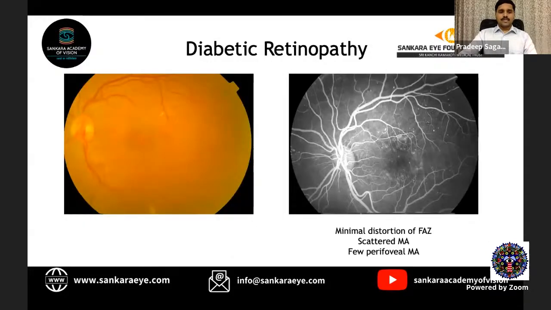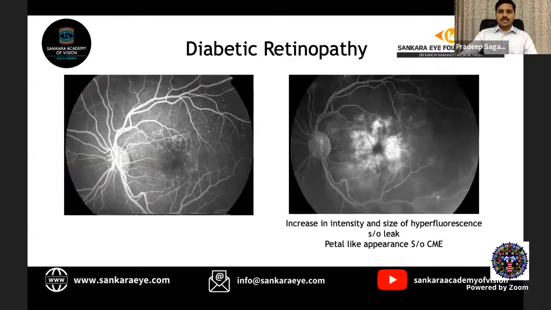So moving on to a second case, here we can see that there is presence of few microaneurysms scattered all around the fundus, and we can see that the foveal avascular zone is relatively intact with minimal distortion inferiorly. The microaneurysms are very minimal compared to the previous case in the perifoveal area.